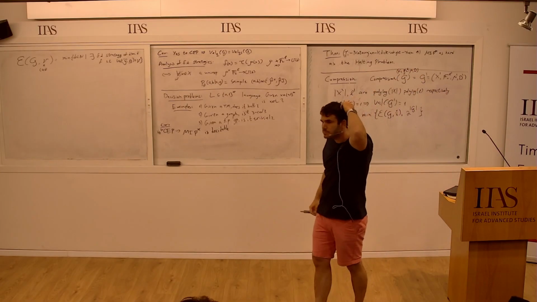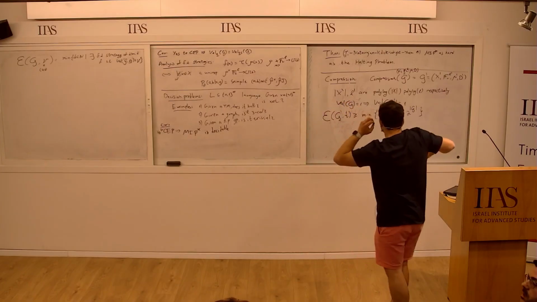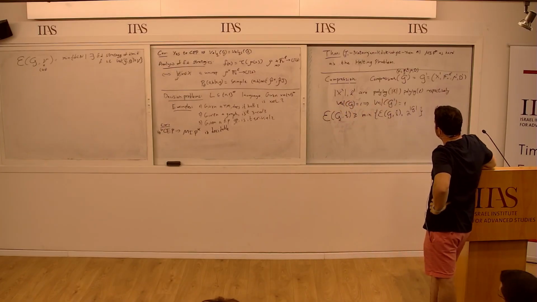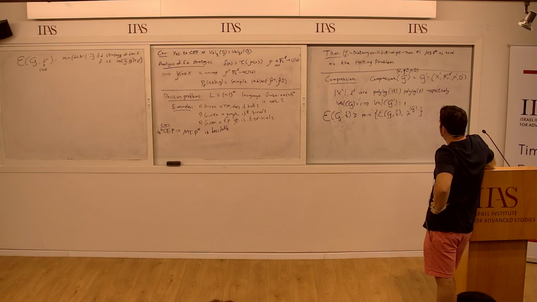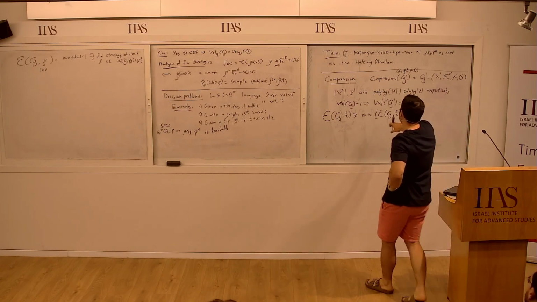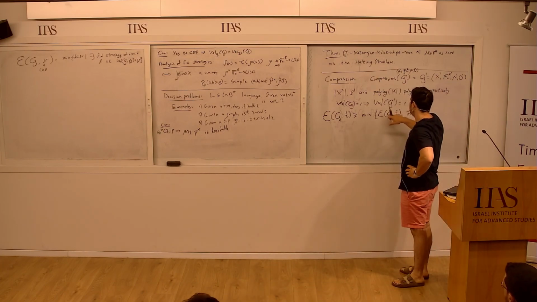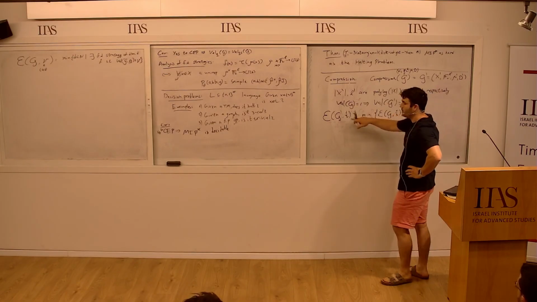Sorry, I'm getting a bit confused. So this inequality, E of G prime bigger than E of G, what implication does it give? So clearly it means that if the value of G was smaller than 1/2, this is infinite, and then this must be infinite.